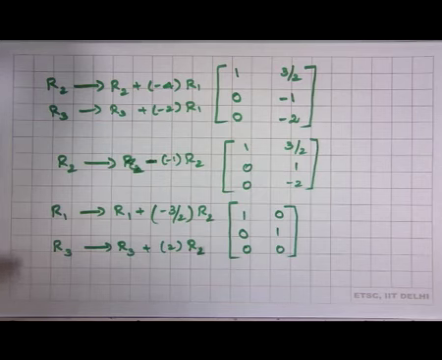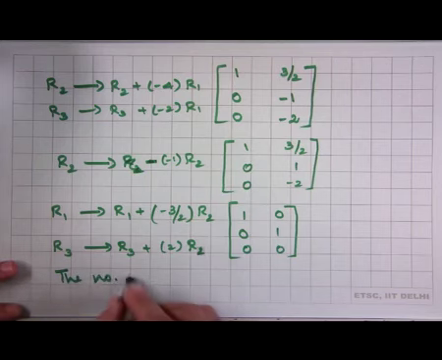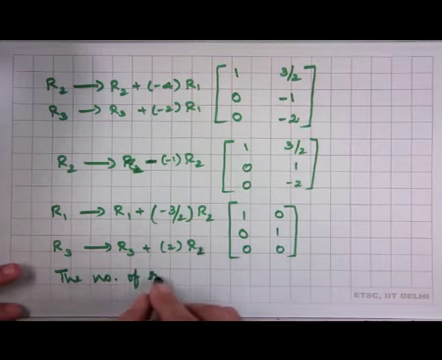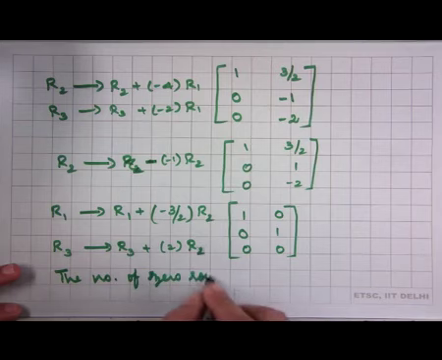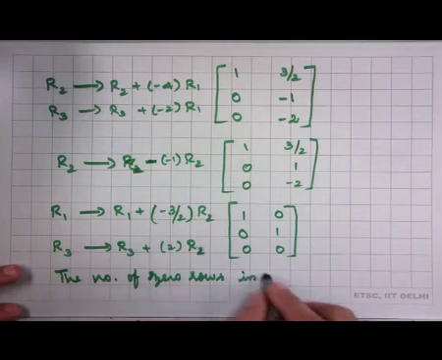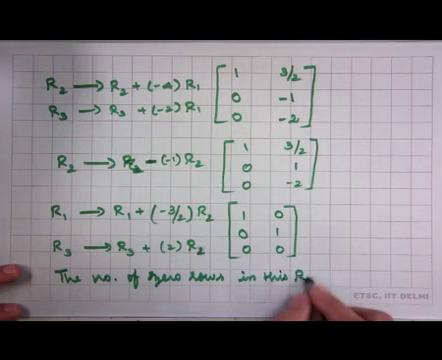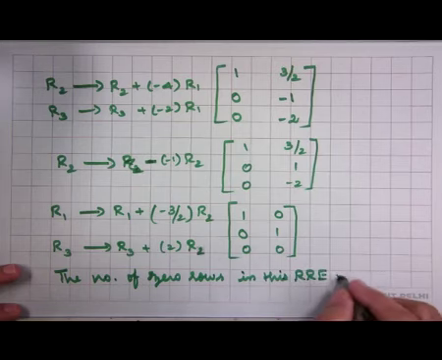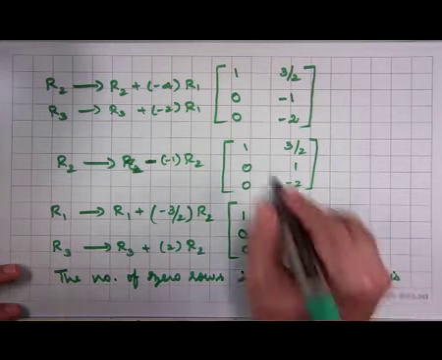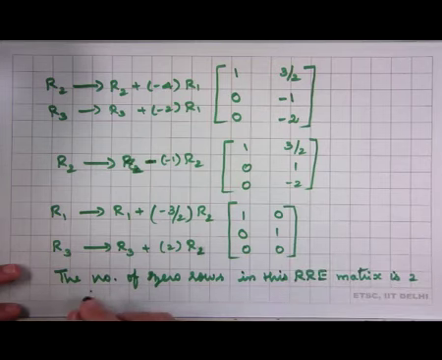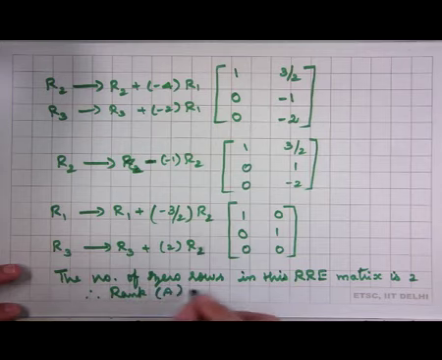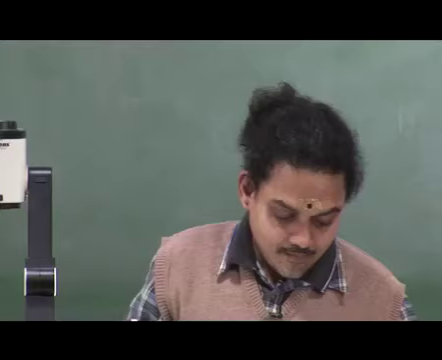This is the echelon form that I have, and the number of non-zero rows in this RRE row reduced echelon matrix is 2. Therefore, rank of the given matrix A is 2.